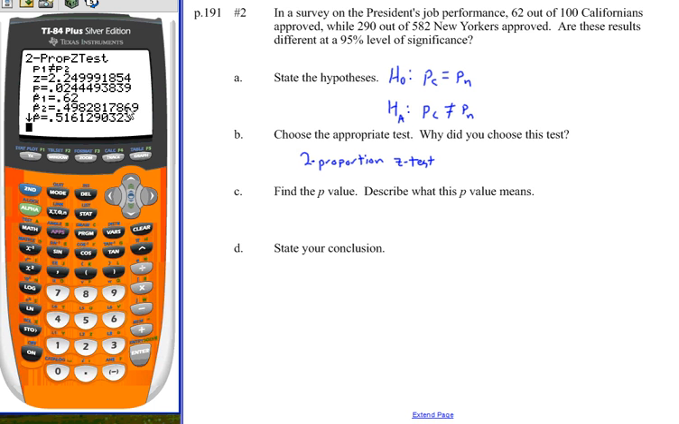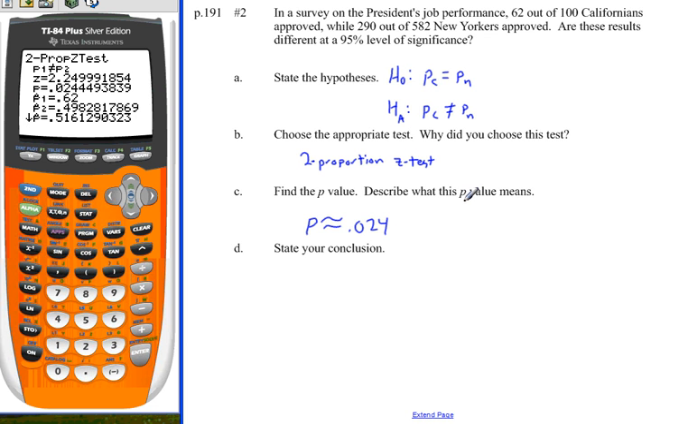Now we've got a bunch of information here. What we really need is this p-value right here. Now p-hat is the proportion of New Yorkers and Californians. What we really need is this p-value. So I'm going to write down p is about equal to 0.024.